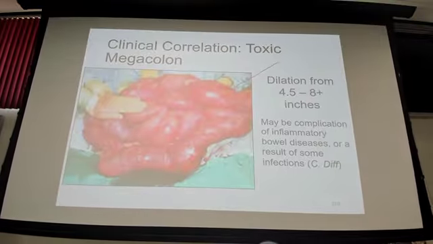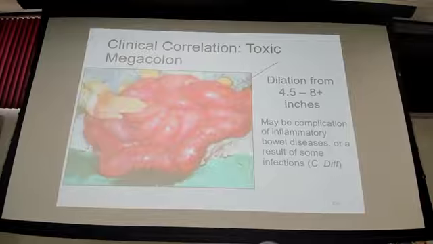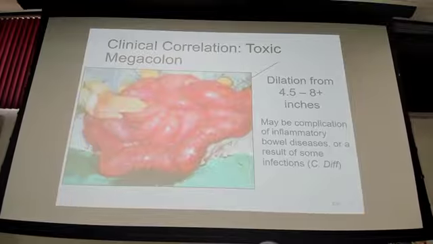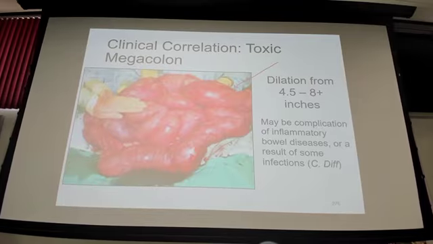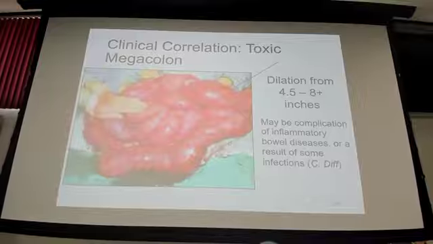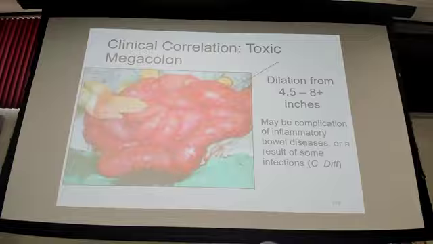Throughout, basically in the ascending and transverse, mostly. Not a lot happens in the descending portion or the sigmoid. So, no specific area that I'm going to ask you. Really, a lot of the absorption of vitamin B12 and a lot of the creation of vitamin K happens right around the cecum and the terminal ileum. That's where a lot happens.